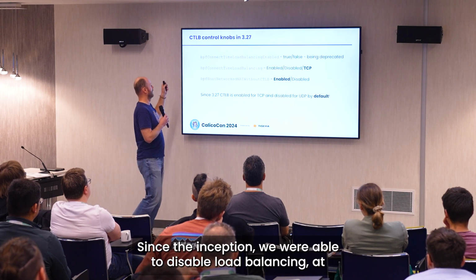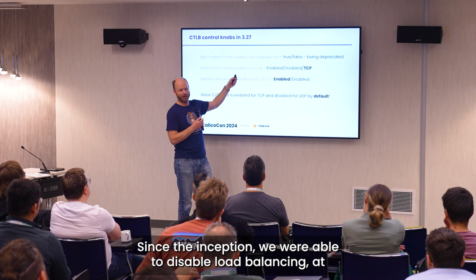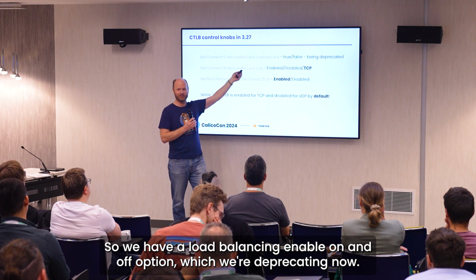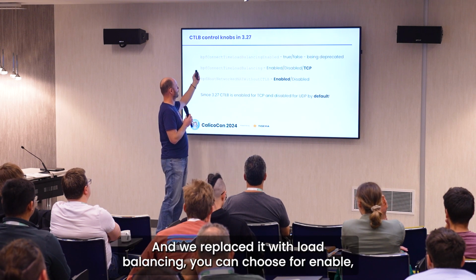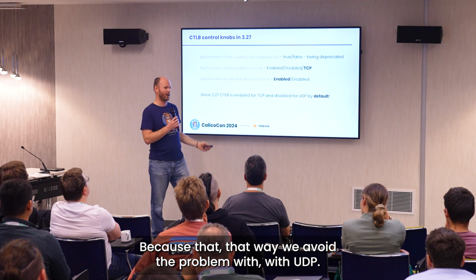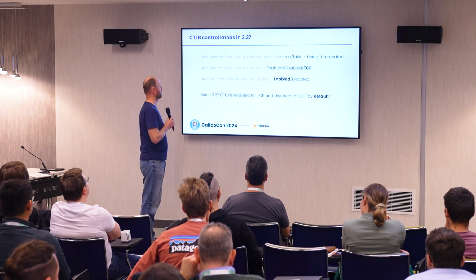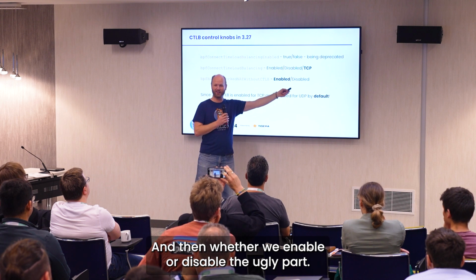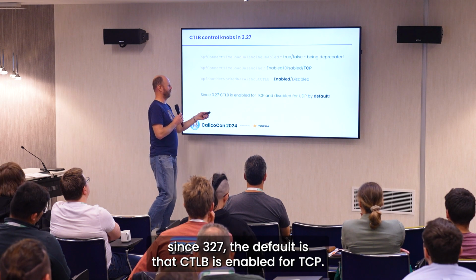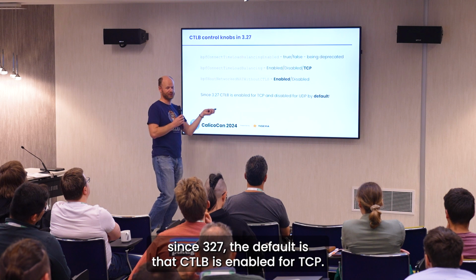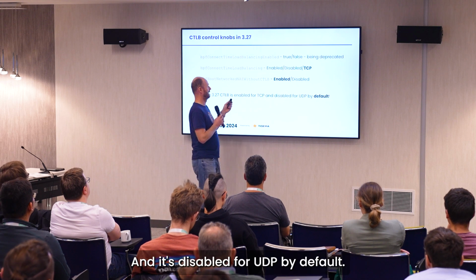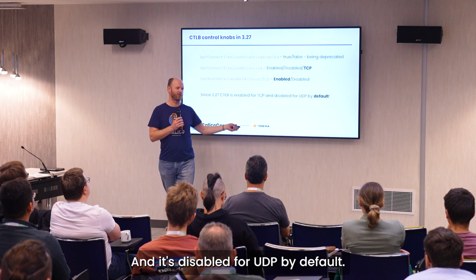Since the inception, we were able to disable load balancing. At the time, we didn't see the problem, so we had a load balancing enable on and off option, which we're deprecating now. And we replaced it with a load balancing setting where you can choose enable, disable, or enable it just for TCP, because that way we avoid the problem with UDP. Since 3.27, the default is that CTLB is enabled for TCP, since TCP can resolve all of those backend pods on its own, and is disabled for UDP by default.